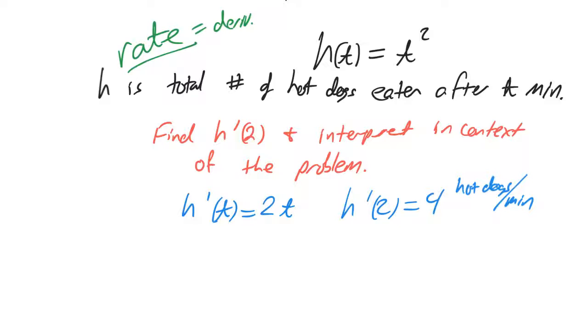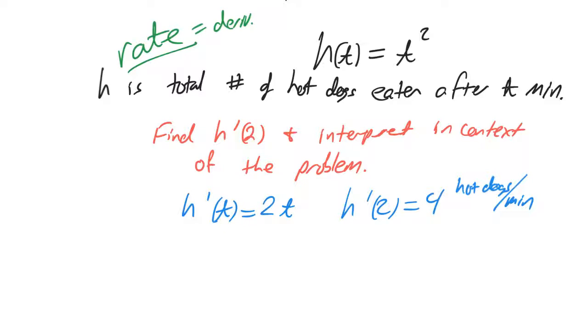And so if I want to interpret h prime of 2 equal to 4, this means that at 2 minutes, the rate at which hot dogs are being eaten is 4 hot dogs per minute. So that's just a straight interpretation of what your derivative tells you about your function, right?